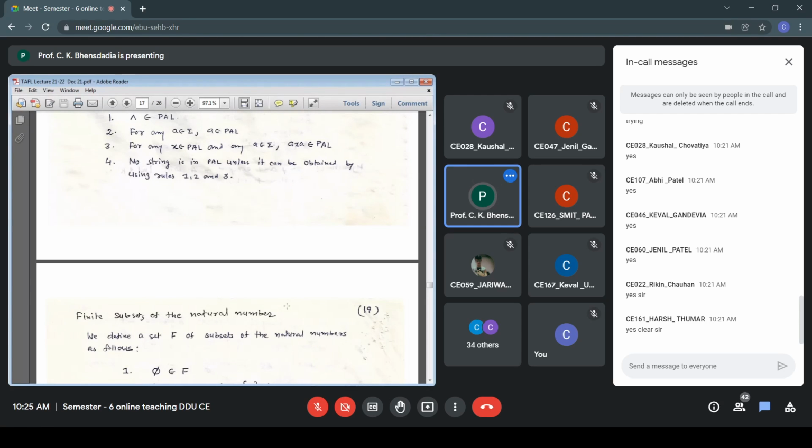So single element subset, it's not difficult to write. You take a natural number and then apply the set bracket. So you take any small n belonging to capital N, the set of natural numbers. Then within curly bracket, n would be there in F. That is my rule number 2, the second rule.